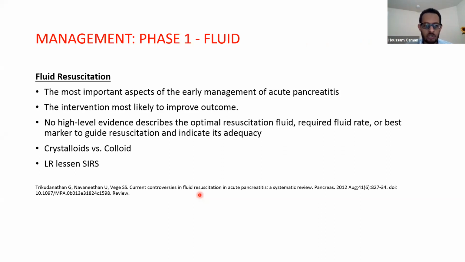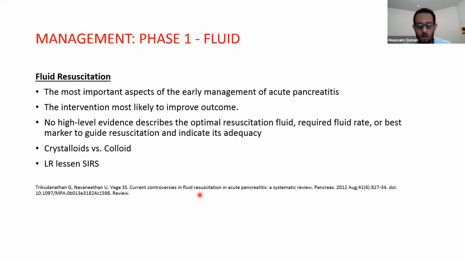The most important intervention in phase 1 is fluid resuscitation. It is the intervention most likely to improve the outcome. There's no high-level evidence that will tell you which fluid to use or what the rate is. There are data that tell you crystalloid, LR and normal saline, are equivalent to colloid.